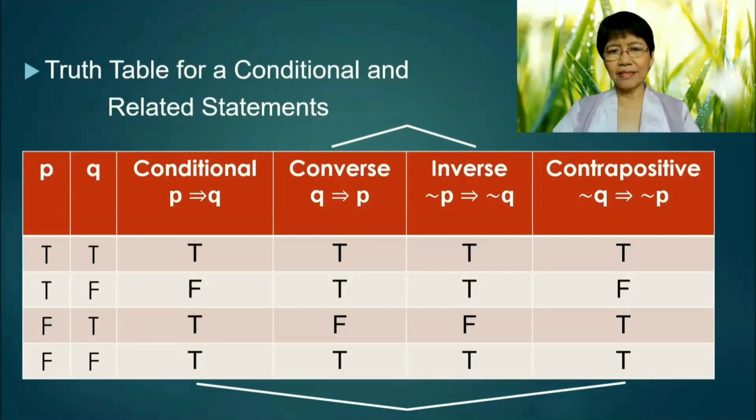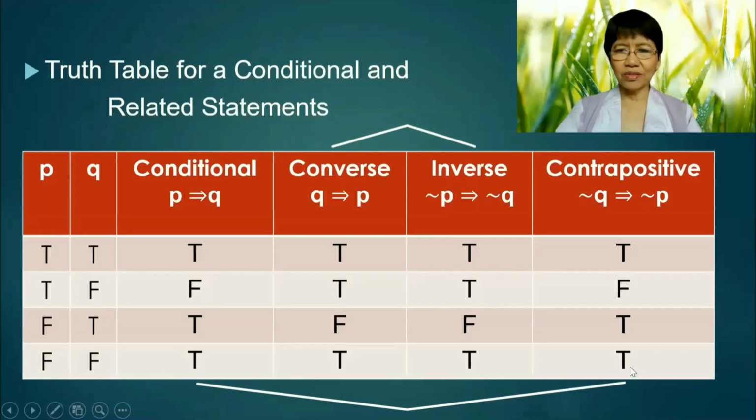We try to look at the relationship between the conditional and the contrapositive. They agree in all cases. If the conditional P implies Q is true, then the contrapositive is also true. If the conditional P implies Q is false, then the contrapositive is also false.